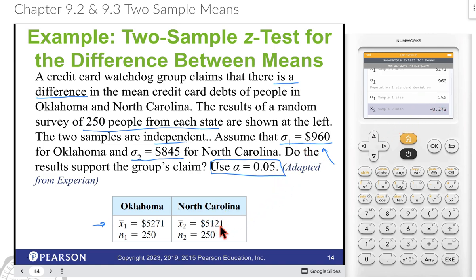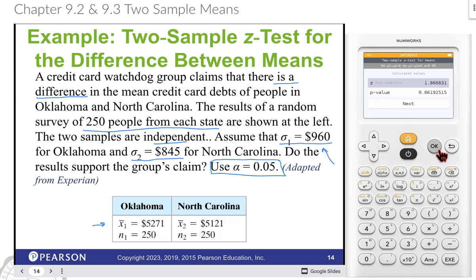Mean for North Carolina for sample 2 is 5,121. Again, which is different than Oklahoma, but remember we're trying to see, because these are samples, if there's really a population difference or not. Standard deviation is 845 for population 2, and the sample size from population 2 is 250. And then this is where we put in our level of significance, which is 0.05. That's the default, so we can just accept that.